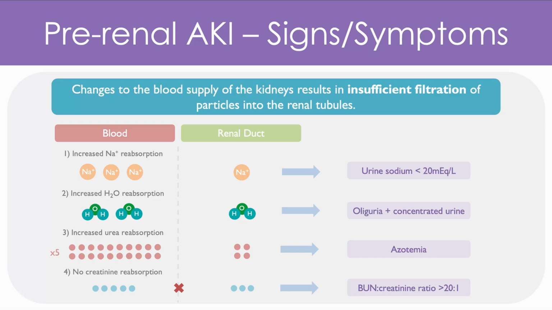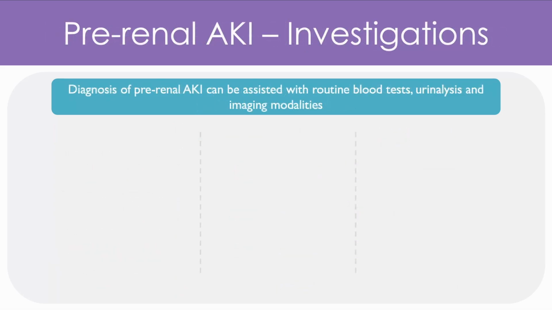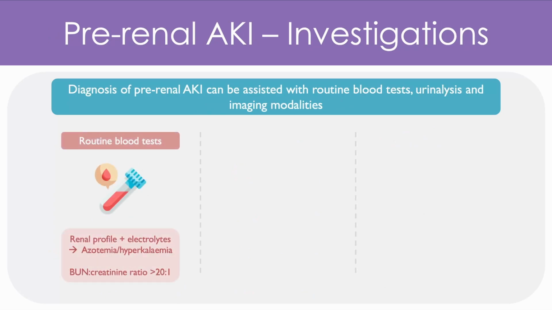As the waste products build up, patients often develop symptoms such as nausea, vomiting, and fatigue, and this is often combined with a poor urine output. In terms of the diagnosis for pre-renal acute kidney injury, this can be assisted with blood tests, which look for features such as azotemia and electrolyte changes like hyperkalemia. As we mentioned, we can also look at the blood urea nitrogen to creatinine ratio, and if it's greater than 20:1, it leans more towards a pre-renal cause of the AKI.